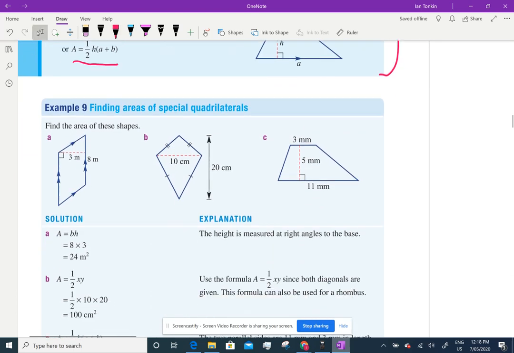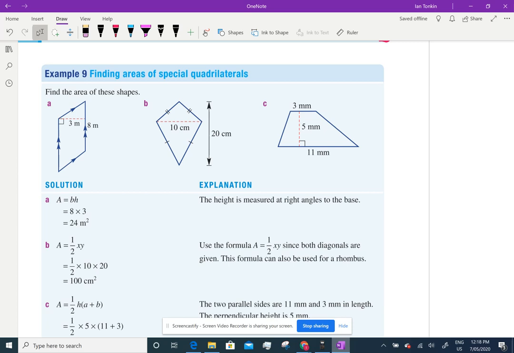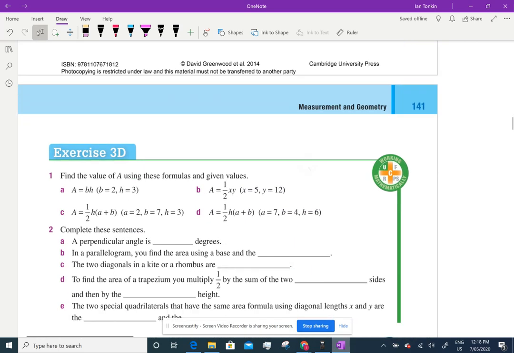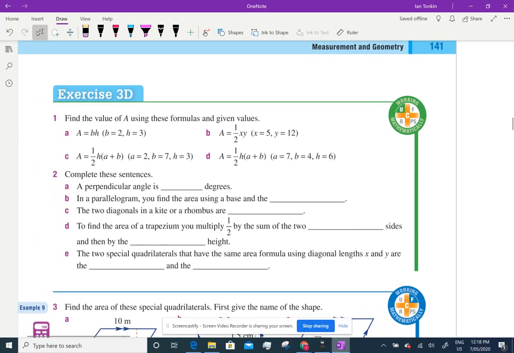Now, we have to do questions 2, 3, 5, 6, 7, 8, 9, 10, 11, and 12. So there's a lot of work here, but it's not that hard. So let's go along. Question 2 is just answering some questions, and we've just done that, so you should be right. Go and have a go at that, and let's see.